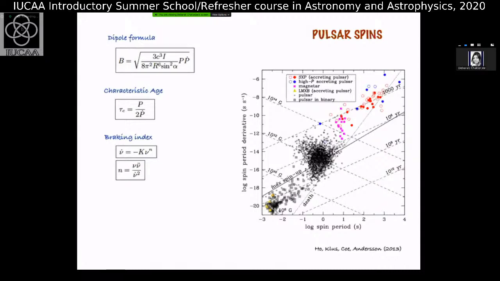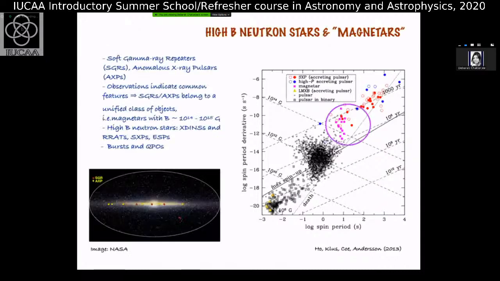Now, in this figure, you can also see a class of neutron stars which have very high spin period and period derivative. From the dipole formula, we can determine the magnetic field of these objects, and these are objects with magnetic fields as high as 10^14, 10^15 Gauss. On the other hand, you can see from the figure that normal pulsars have magnetic fields only of about 10^12 Gauss. So these ultra-magnetized neutron stars are also called magnetars.